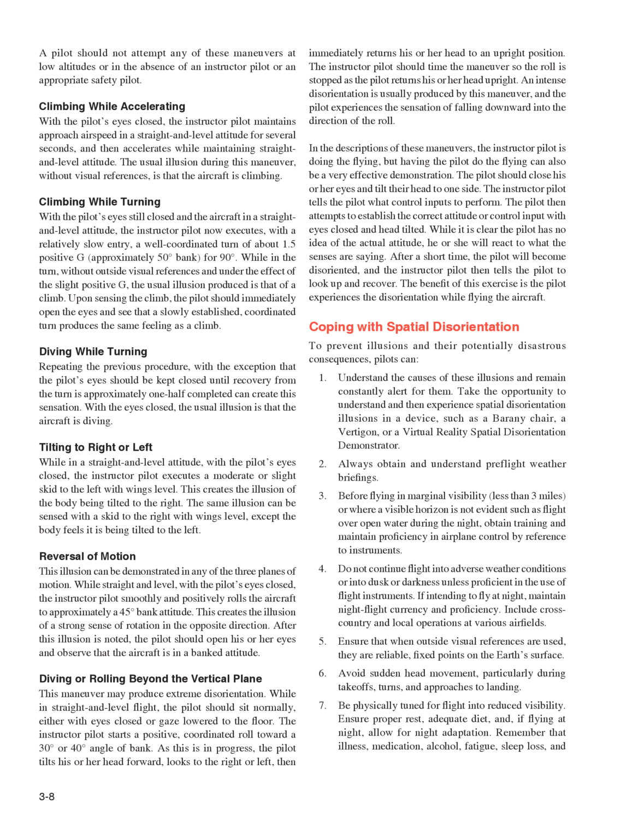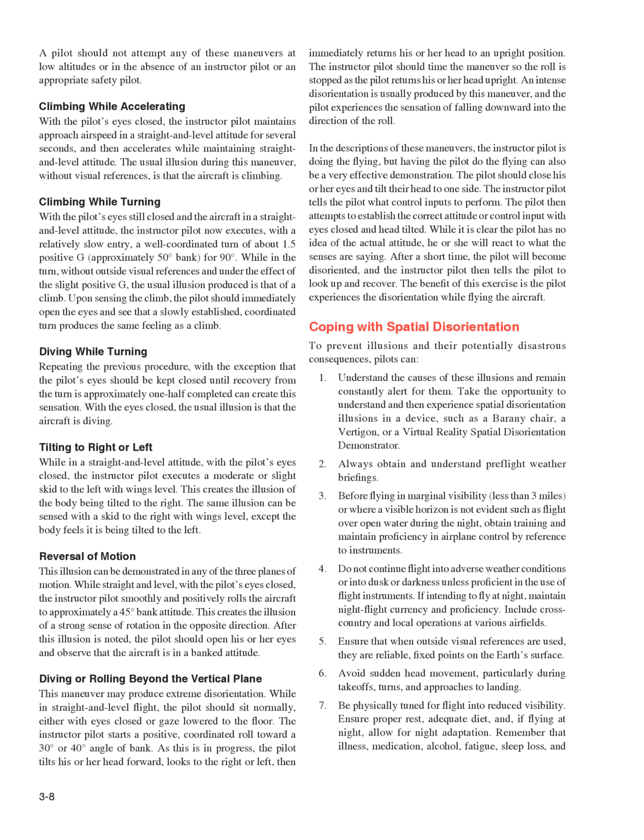Reversal of motion. This illusion can be demonstrated in any of the three planes of motion. While straight and level, with the pilot's eyes closed, the instructor pilot smoothly and positively rolls the aircraft to approximately a 45 degrees bank attitude. This creates the illusion of a strong sense of rotation in the opposite direction. After this illusion is noted, the pilot should open his or her eyes and observe that the aircraft is in a banked attitude.